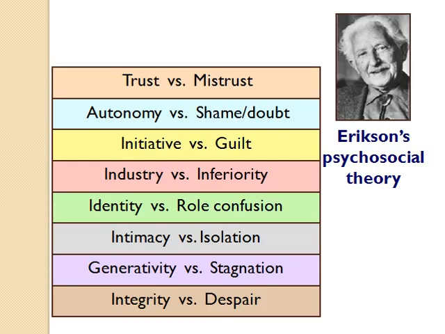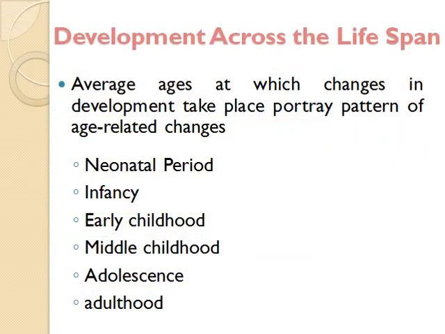Average ages at which stage changes in development take place portray a pattern of age-related changes. The first one is the neonatal period, the second is infancy, third is early childhood, fourth is middle childhood, fifth is adolescence, and the last stage is adulthood. Development in infancy and childhood.